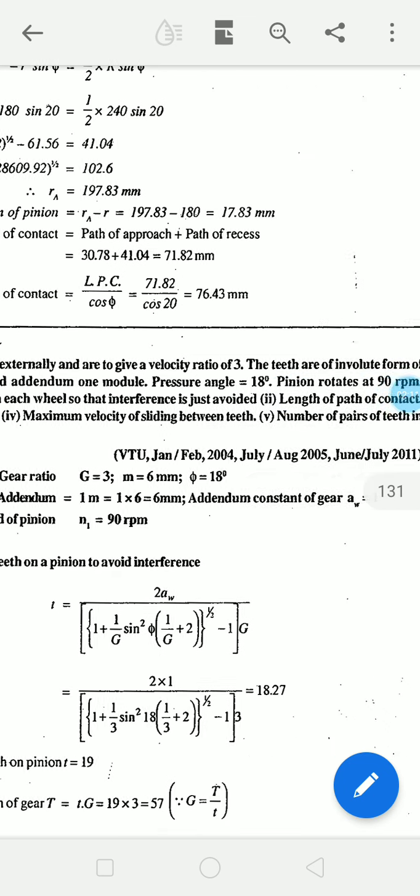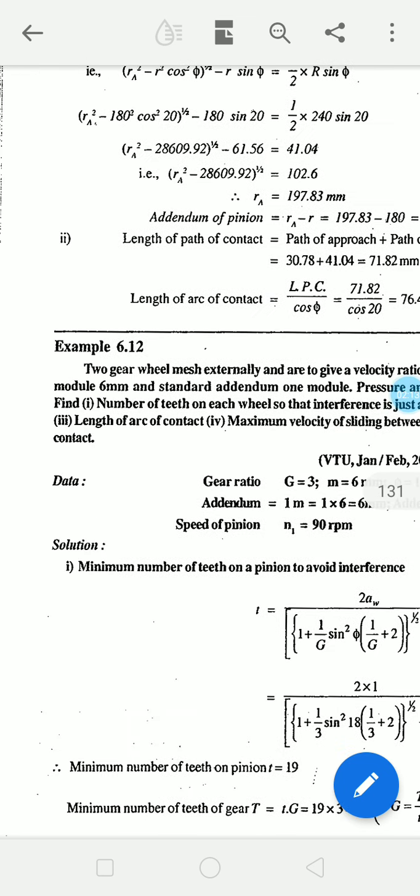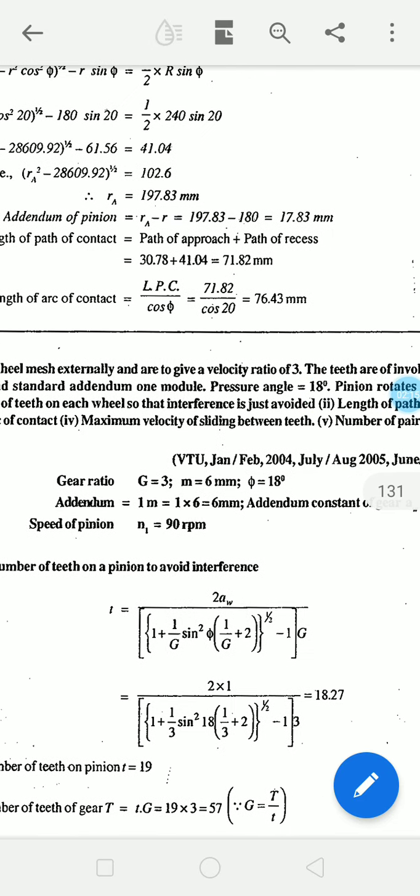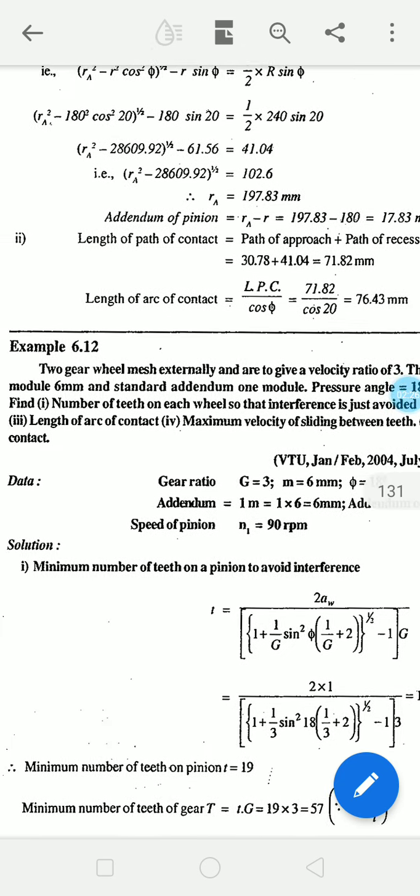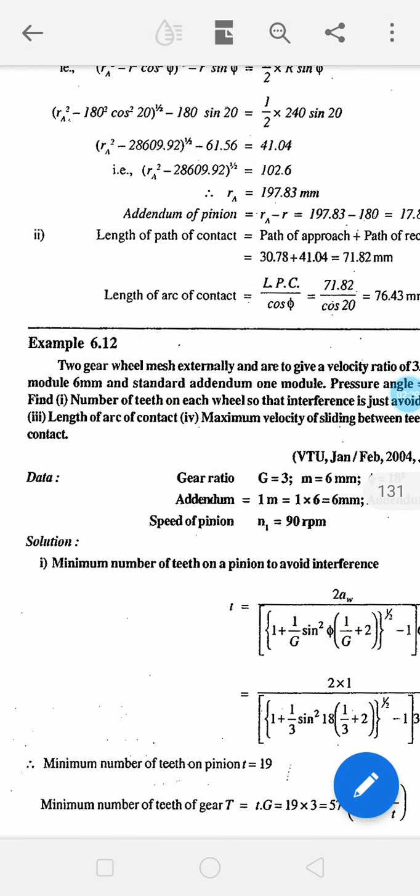It has given that the teeth are of involute form, module 6 mm. So module is equal to how much is given? Small m equal to 6 mm and pressure angle equal to 18 degrees is already given. Pinion rotates at 90 rpm. Pinion is the smaller one, gear is the bigger one. Many times the first input has to be given to the pinion. So that's why here the speed of pinion N1 equal to 90 rpm.